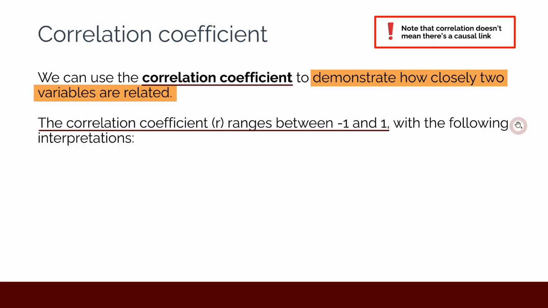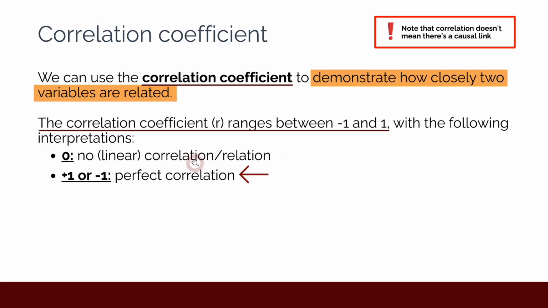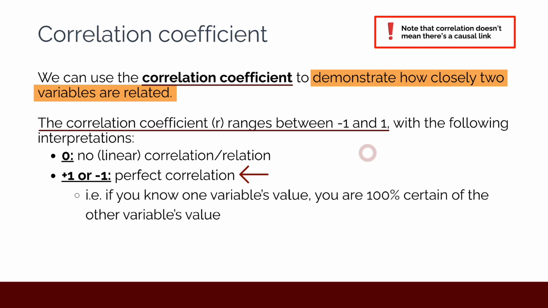And there's a variety of ways to interpret it. So if there's a value of 0, what that tells us is that there's no linear correlation, or there's no relation between the two variables. If it's +1 or -1, so those two extreme values, that means that there's perfect correlation. So if you know one variable's value, you're 100% certain of what the other variable will be.